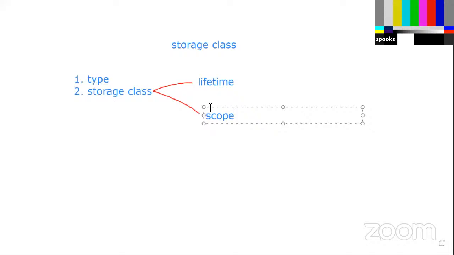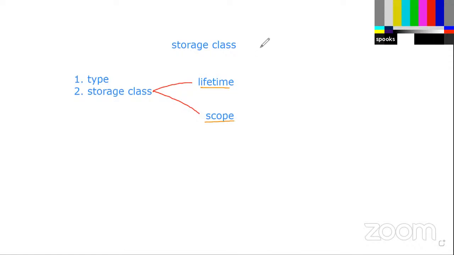Let me again explain what I mean by lifetime. It determines how long a variable can exist, but the scope determines which part of the program can access it. So this is what we call the storage class. Depending on the storage class of a variable, it can be divided into four major types.